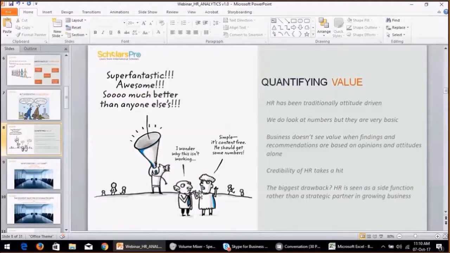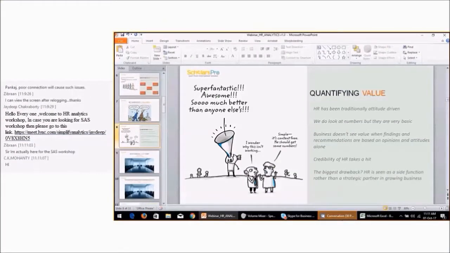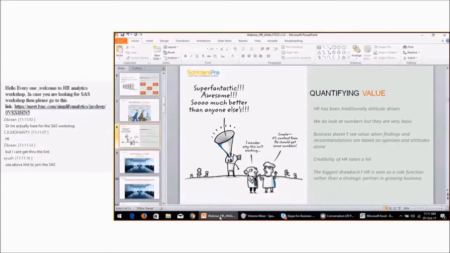So the first problem is quantifying value. HR people are usually thought to be of a very high EQ. They connect with people very well. Yeah. So the problem is quantifying value. HR has been more attitude driven. It has been more opinion driven. It is more experience driven. Okay. But what is missing has been value. We have to quantify value.